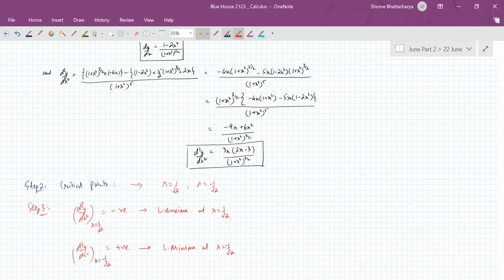So when you work the values out, you will see that the function at 1 by root 2 has a value of 2 by 3 root 3, and the function at minus 1 by root 2 has a value of minus 2 by 3 root 3. So this is the local maximum, and this is the local minimum.